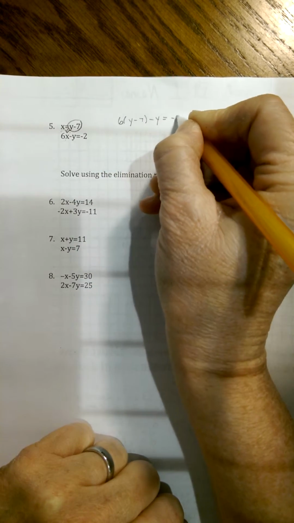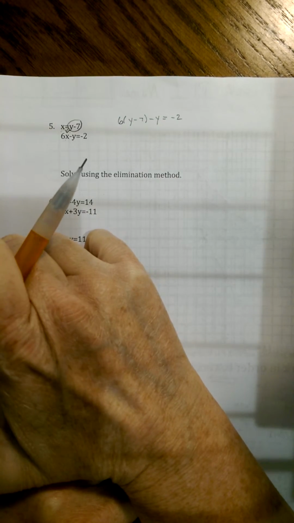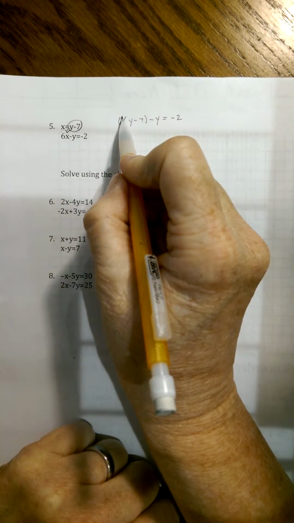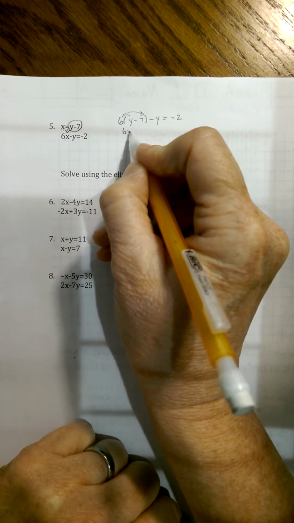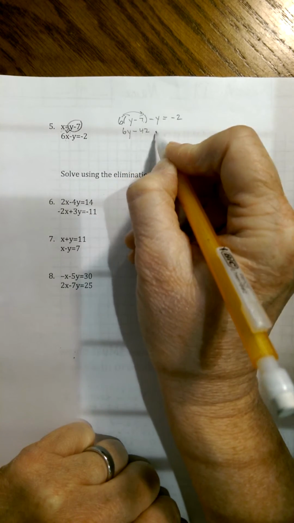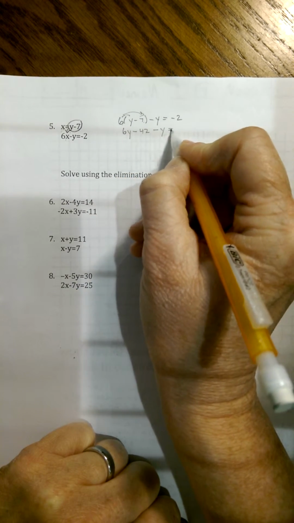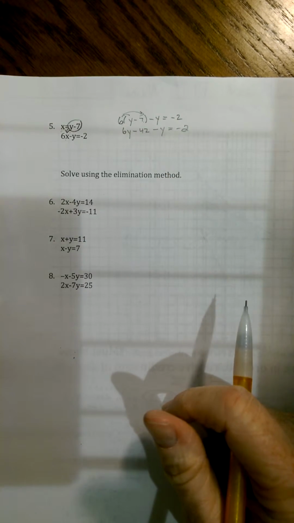I've got one equation with one unknown, and this time my unknown is a y. So I'll start with solving for y. I'm going to first distribute my 6 to eliminate the parentheses. And so I have 6y, 6 times negative 7 gives me minus 42, minus y equals negative 2. I want to combine like terms.